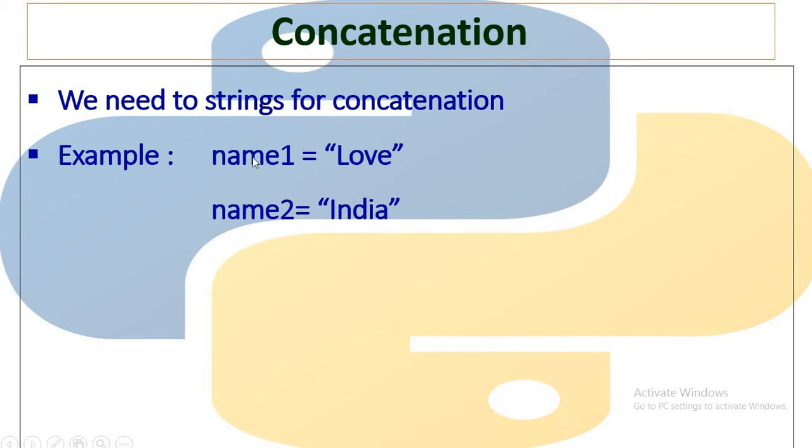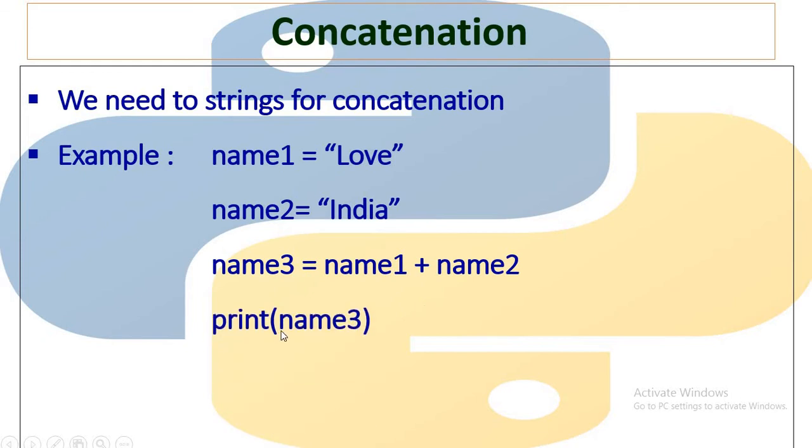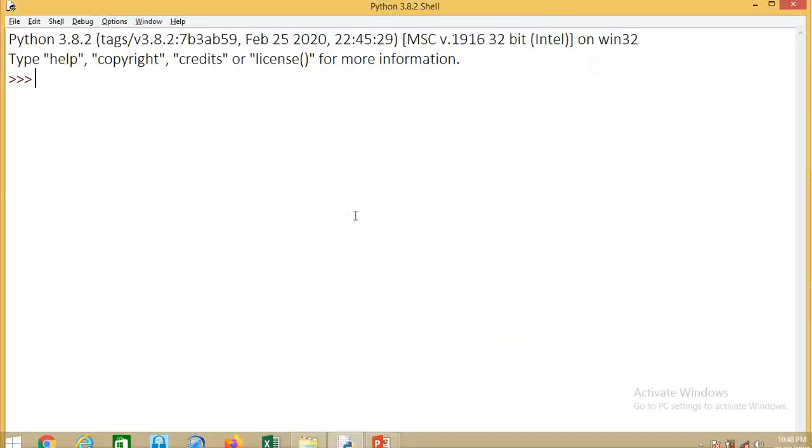Now I want to concatenate name1 with name2. So I want to add name1 and name2. I am writing name3, a third variable, is equal to name1 plus name2. Here I am doing concatenation of two strings. I am adding two strings and I am trying to print name3. The output is that the first string and second string get joined together. It is love India. You can also check this output with the programming console.